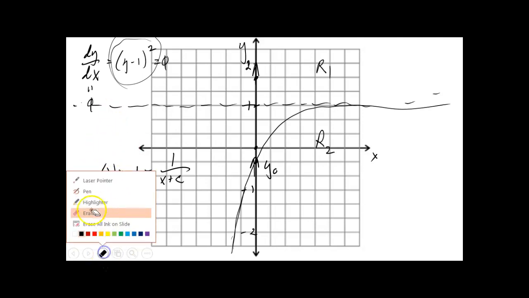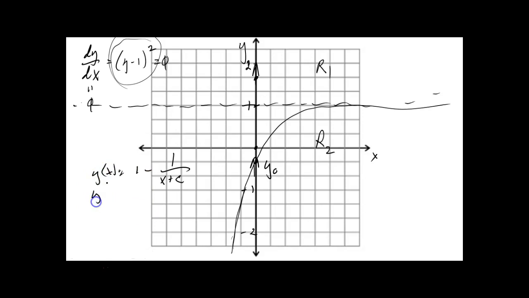Let me find my pen again. y of 0 is equal to -1, and that's certainly less than 1, so we're in the right area here. So that would be 1 minus 1 over 0 plus c, because x is 0 and y is minus 1. Okay? This is a little weird looking: -1 is equal to 1 minus 1 over c.